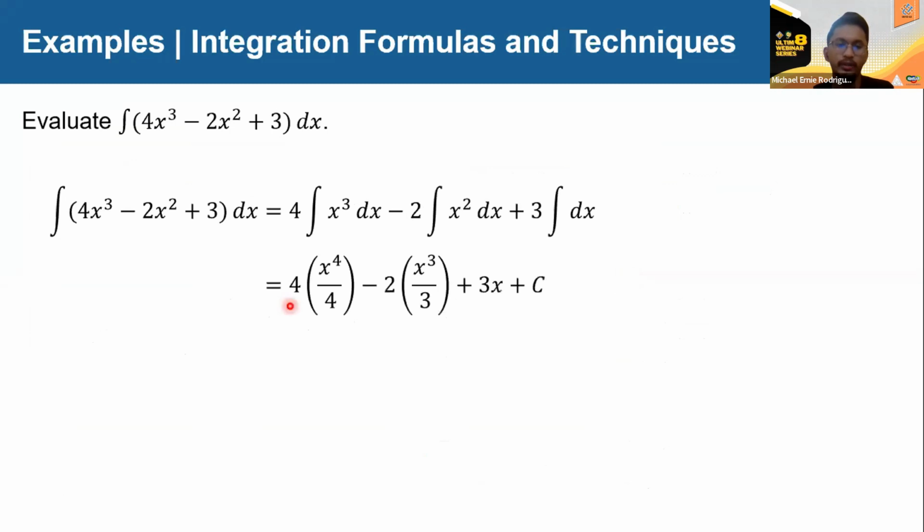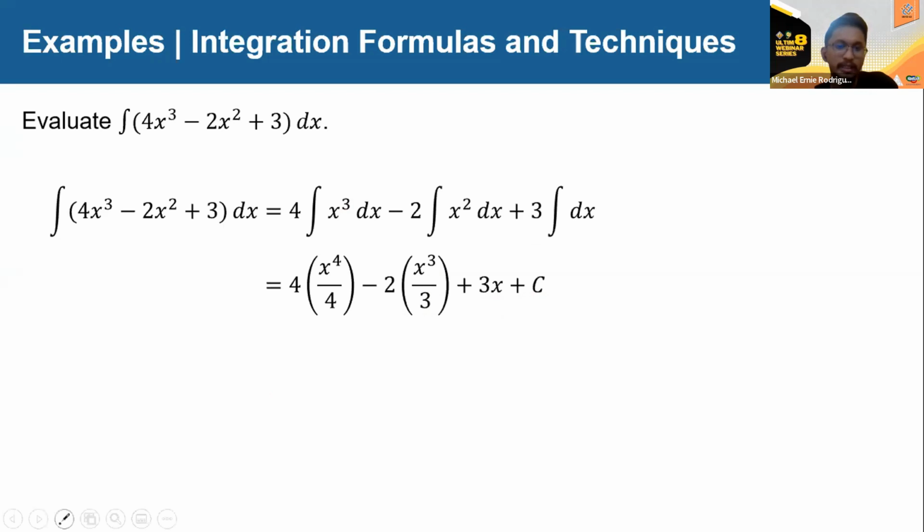So we have 4 times the integral of x cubed dx. Your exponent is 3, so we add 1 to that. So we have x to the 4th power over 4. And then minus 2 times x squared, di ba? X squared yung integral, so we add 1. So we have x cubed over 3, plus 3. Integral of dx is x. And then don't forget the constant of integration, plus c.